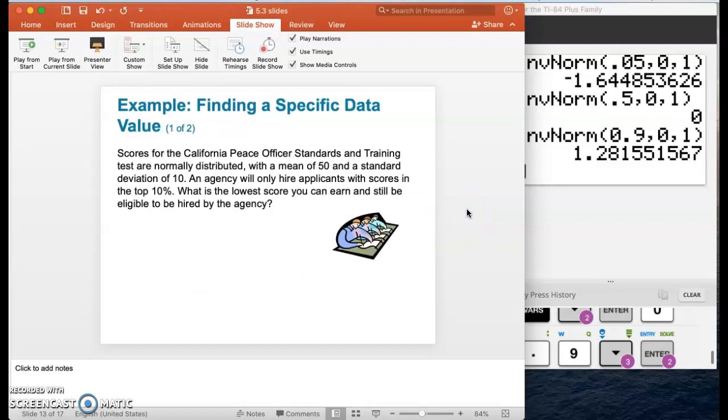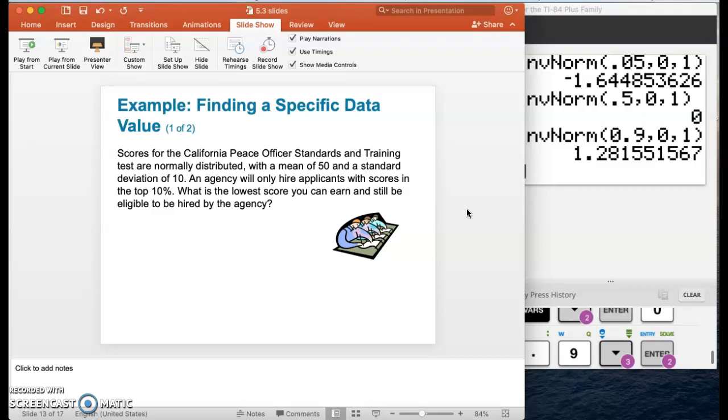Okay, we can use the same approach for when we're looking to find a specific data value. Now we're no longer in the standard normal, but we're in a normal distribution. So let's look at this example. Scores for the California Peace Officer Standards and Training Test are normally distributed, with a mean of 50 and a standard deviation of 10. An agency will only hire applicants with scores in the top 10%. What is the lowest score you can earn and still be eligible to be hired by the agency?